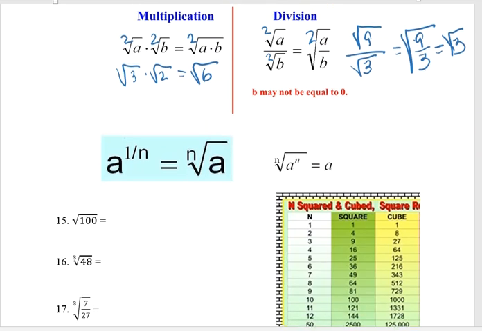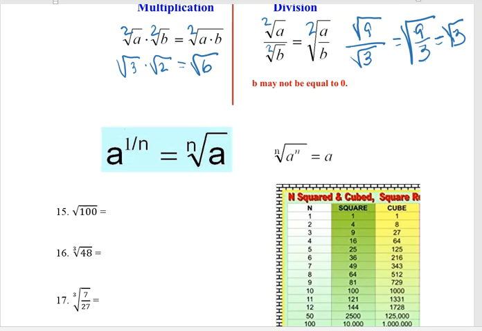Some more rules that we have. If we have a fraction as an exponent, what happens is the denominator becomes the index, the numerator becomes the power on the inside. So this is a to the first. It just wasn't written there because we know that the 1 is there.